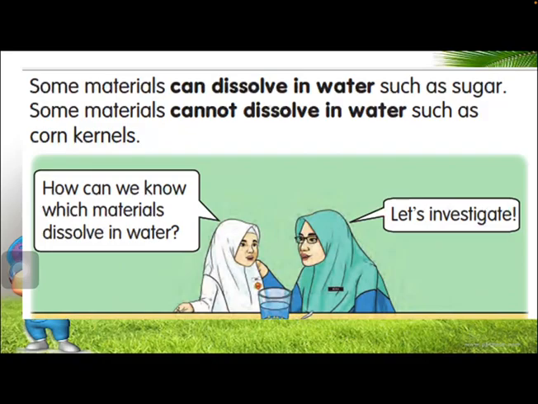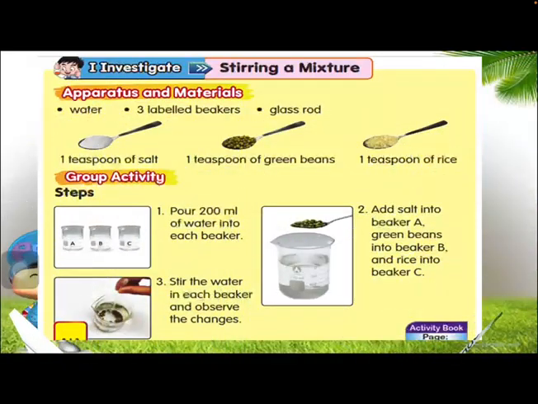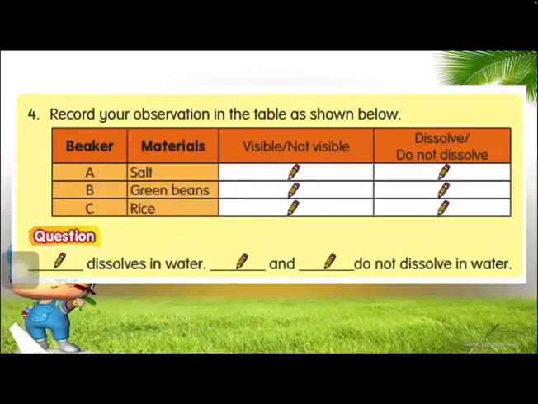Let's investigate. You can do this in your house. First, pour 200 milliliters of water into each beaker. Then add salt into beaker A, green beans into beaker B, and rice into beaker C. Stir the water in each beaker and observe the changes. Okay, let's see the observation.